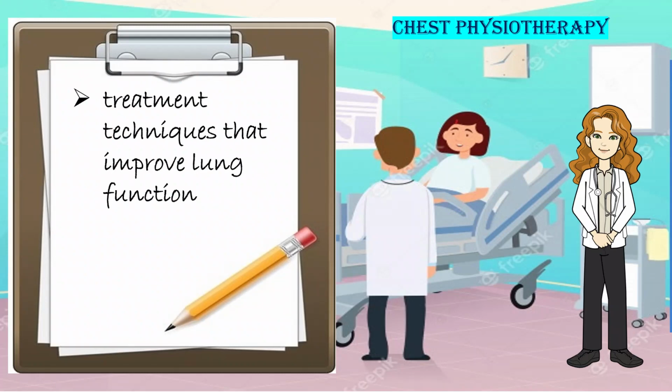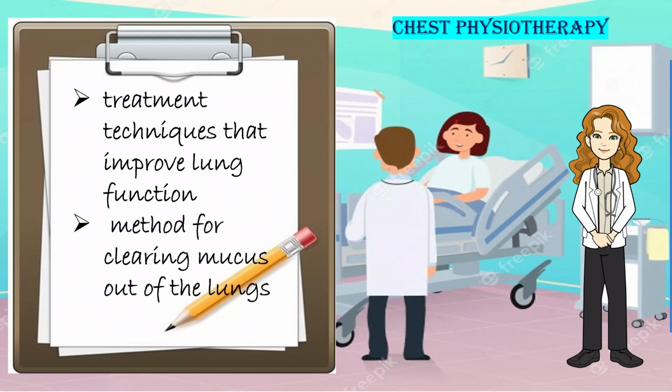Chest physiotherapy is a treatment technique that improves lung function. It is a method for clearing the fluid or mucus out of the lungs. It is done by clapping or vibrating on the chest or the back of the client, or by placing the client in a certain position to help move mucus or fluid to the larger airways, where it can be coughed out easily or suctioned.